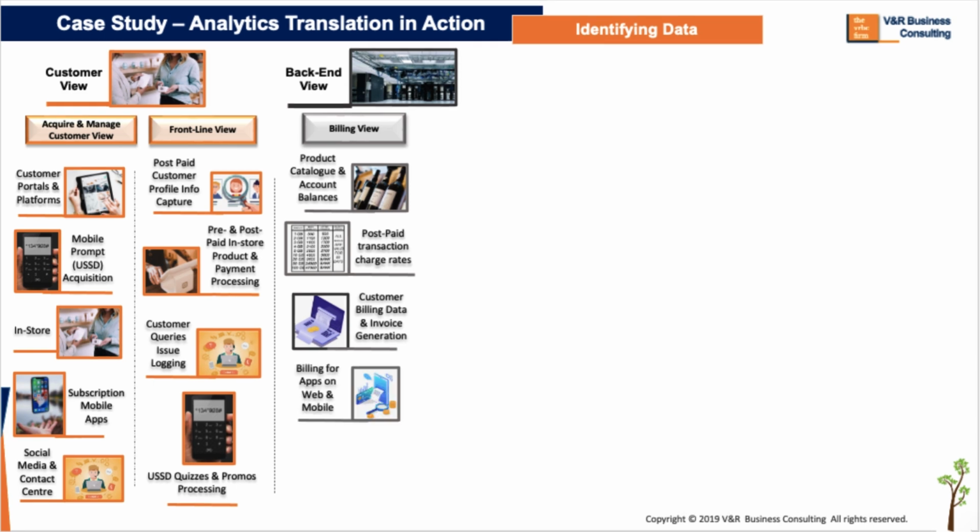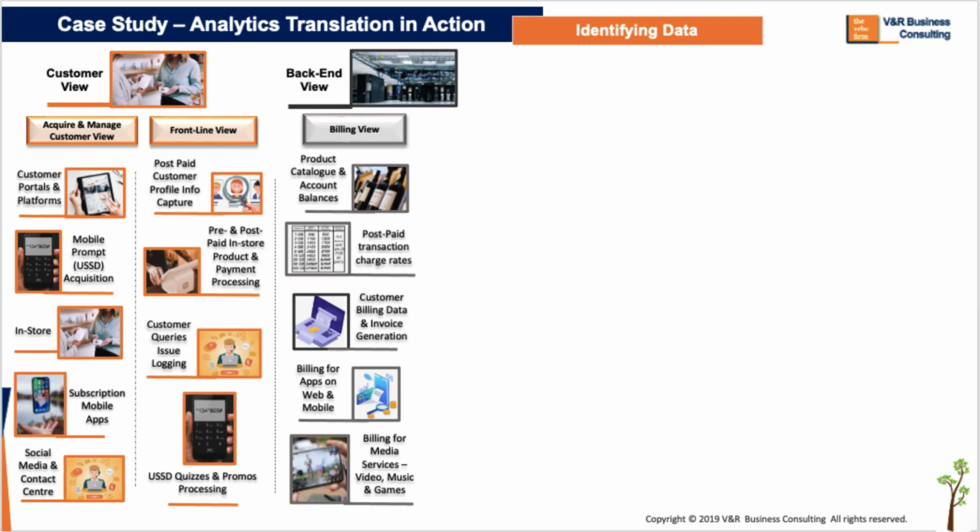Then there's the system which actions billing for third-party mobile and website apps. These are typically called WASPs. Then there's billing for media services such as online video streaming, music, and games.